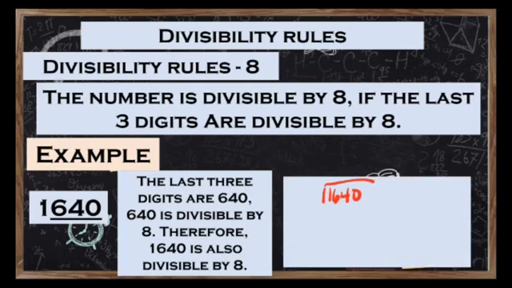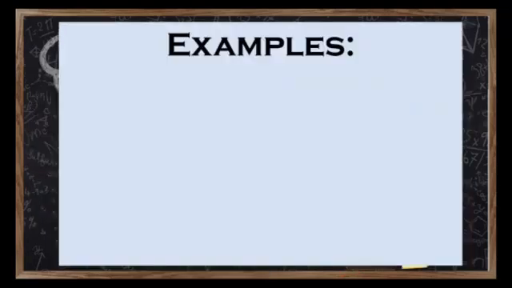1,640 divided by 8. 16 divided by 8 is 2. 2 times 8 is equal to 16. 16 minus 16 is 0. Bring down 4. 4 divided by 8 is 0. 0 times 8 is equal to 0. 4 minus 0 is equal to 4. Bring down 0. 40 divided by 8 is 5. 5 times 8 is equal to 40. 40 minus 40 is equal to 0. So therefore, 1,640 is also divisible by 8.